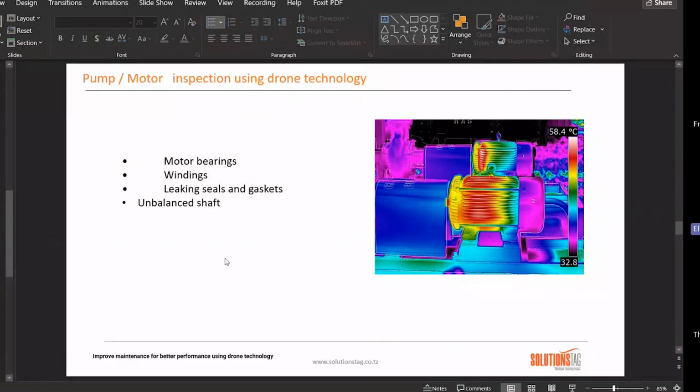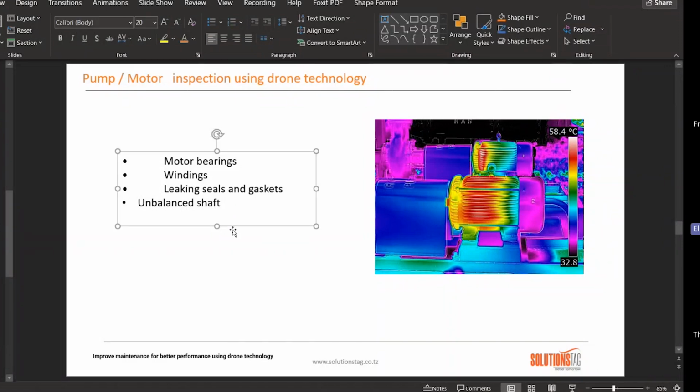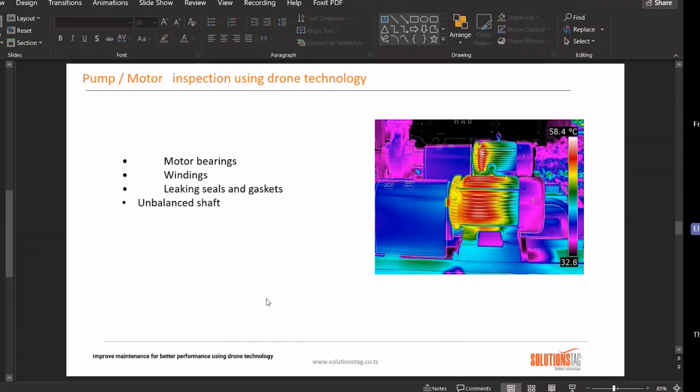You may find there's a minimal vibration that cannot be sensed by normal, traditional, or manual methods. But a drone with a vibration meter attached to it can measure any unbalanced movement and vibrations at the pumps and motors, giving an indication that there's a possibility of failure as well. So this is the electrical sector, but also there are other sectors, for example oil and gas or mining, which you're going to see later.